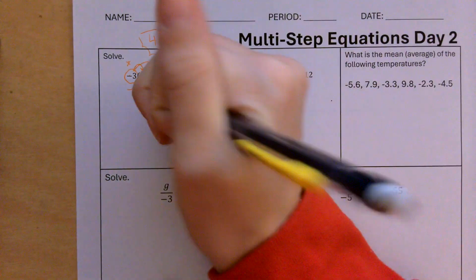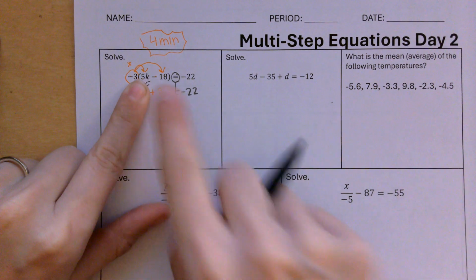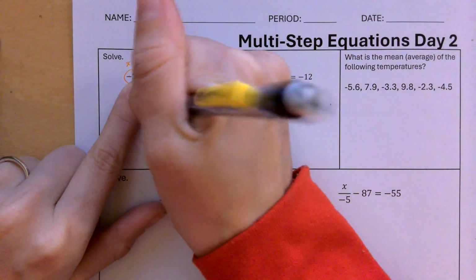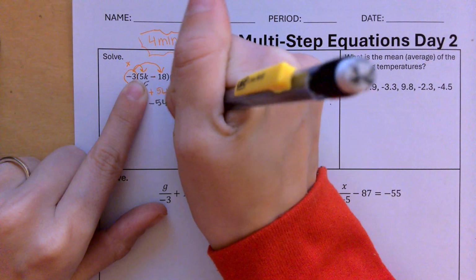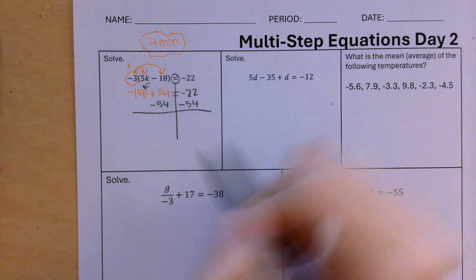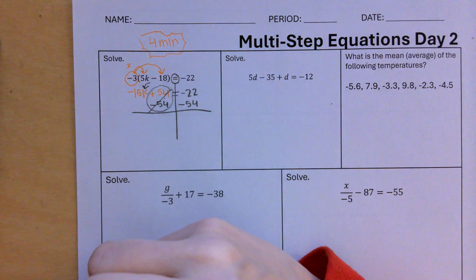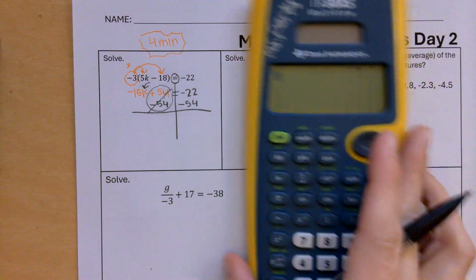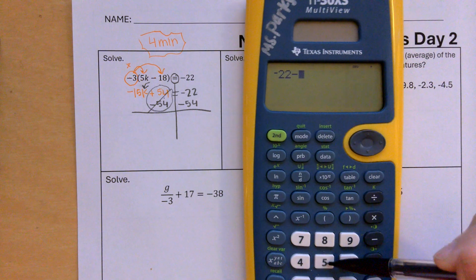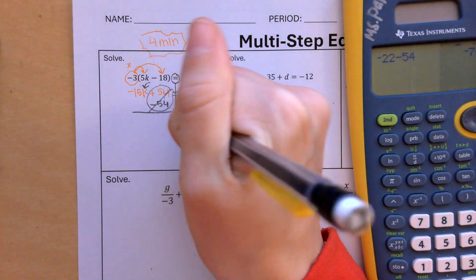Since we're solving for the letter K, I need to get rid of everything else. The K gets frozen. I need to get rid of adding 54. Well, the opposite of adding 54 is subtracting 54. What I do to one side, I do to the other. If you don't know how to do one of these steps, fix it on your paper so you know. Adding 54 then subtracting 54 cancels out to 0. And then we're going to do negative 22, and that would be minus 54. Negative 76 is my answer on this side.